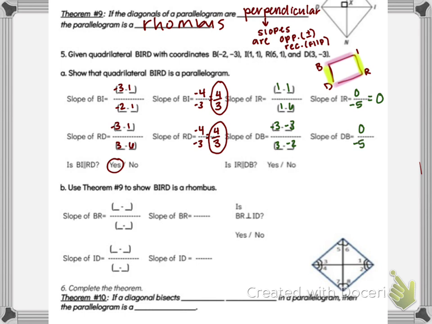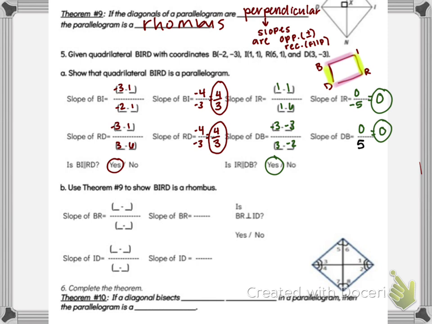That should have been a positive 5, actually, not a negative 5, because 3 minus -2 would have been 5. So 0 over 5 would have been 0. Okay, the point is that they are both the answer of 0. So because they're both the same, that means that they are parallel, which makes it a parallelogram, sorry.